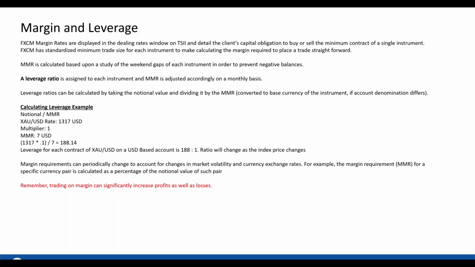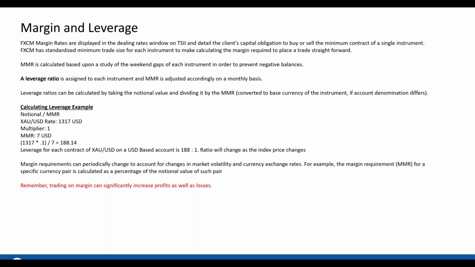Margin and leverage. FXCM margin rates are displayed in the dealing rates window on TS2 and detail the client's capital obligations to buy or sell the minimum contract of a single instrument. FXCM has standardized minimum trade sizes for each instrument to make calculating the margin required to place a trade straightforward. MMR is calculated based upon a study of the weekend gaps of each instrument in order to prevent negative balances.